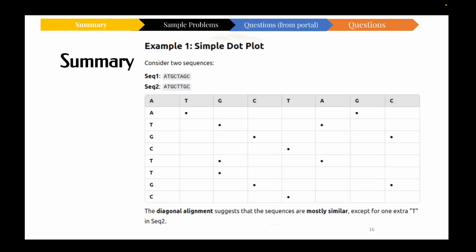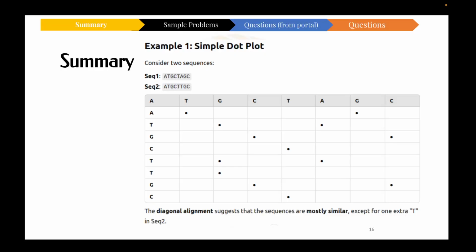Then we have dissimilarity or a mismatch. Areas with no dots or scattered dots on either side of a diagonal line represent regions where the sequences differ significantly. The absence of a diagonal line shows that no substantial similarity exists in that particular region. Further, we have insertions and deletions. If one sequence contains extra nucleotides not present in the other, this will appear as gaps in the dot matrix. These regions are marked by broken or disjoint diagonal lines.